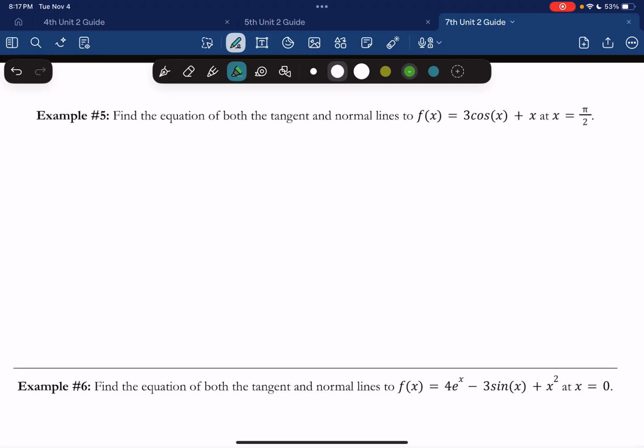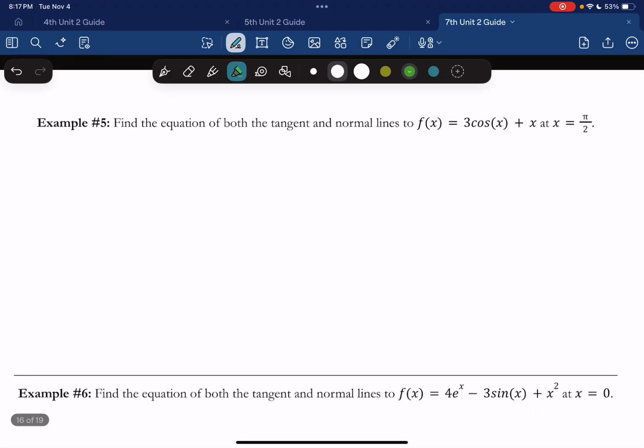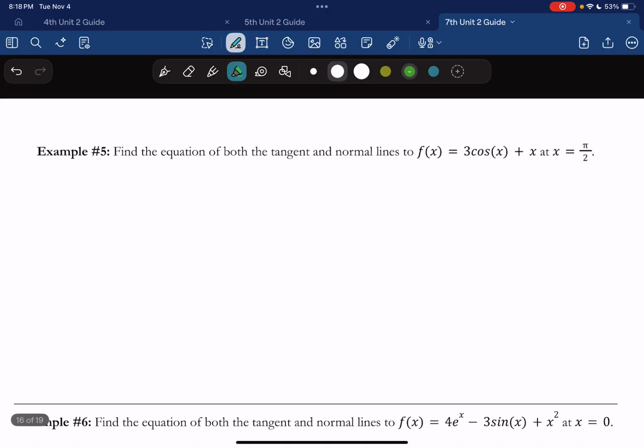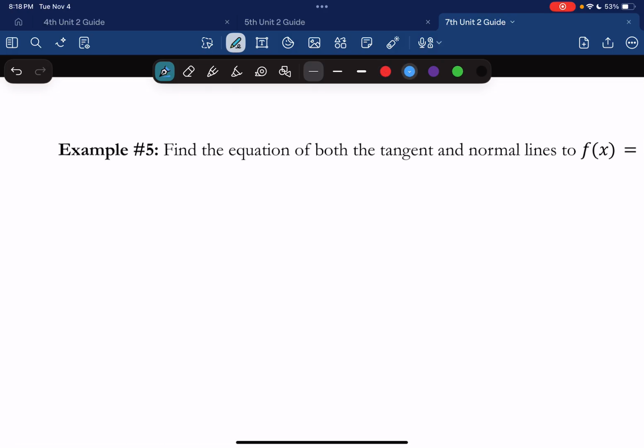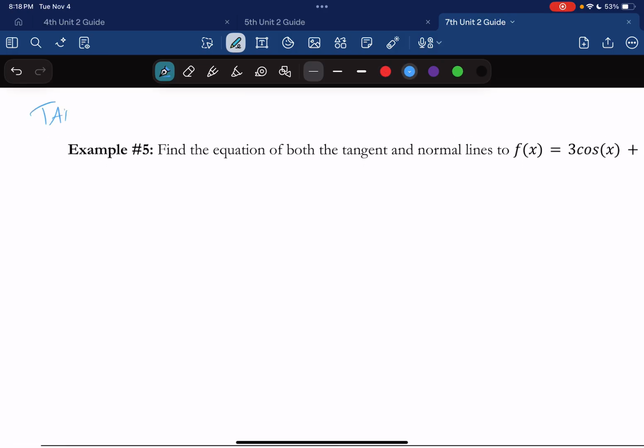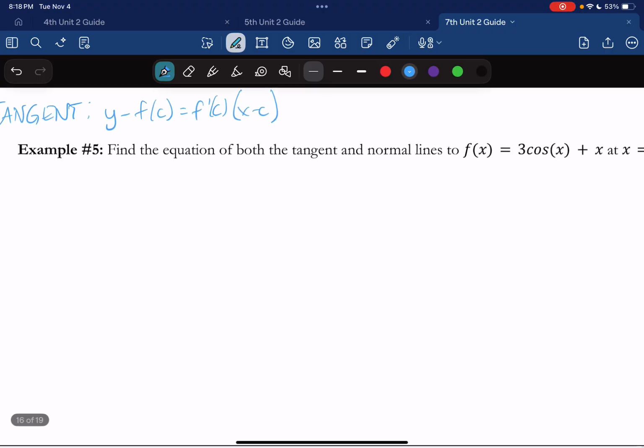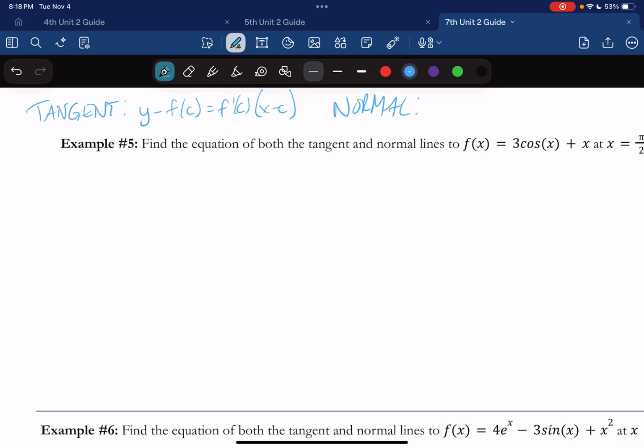All right, so finding the equation of the tangent and normal lines. So I got my function is 3 cosine x plus x, and I want to work with this when x is pi over 2. So remember, we have our tangent line equation. So I got y minus f of c equals f prime of c times x minus c. And then remember the normal line. The only thing that's different is I have negative reciprocal slopes since the normal and tangent lines are perpendicular. So this is going to be y minus f of c equals negative 1 over f prime of c times x minus c.